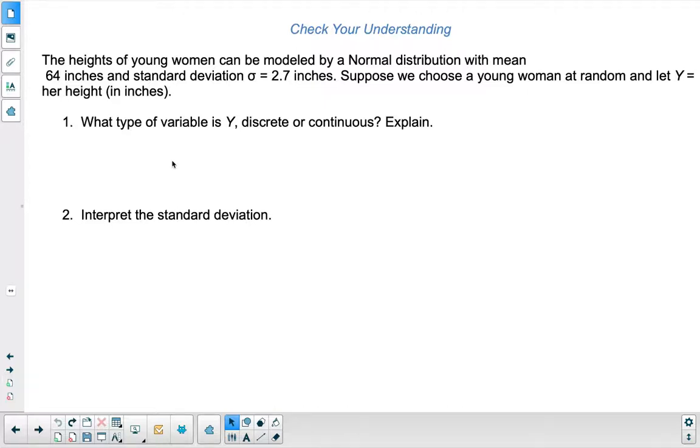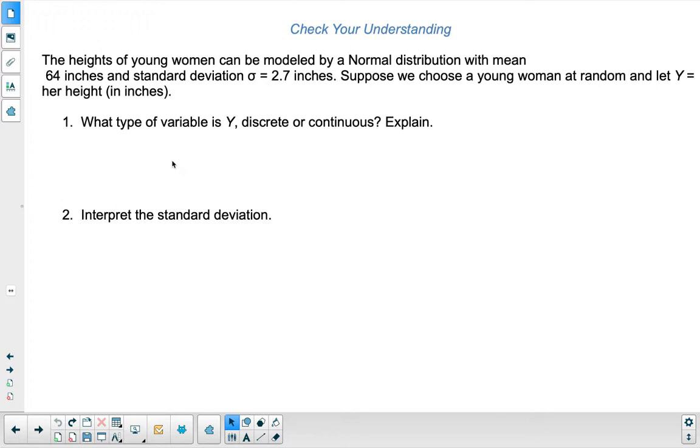Hello, in this video, we're going to go over the check your understanding from 6.1b, continuous random variables. The heights of young women can be modeled by a normal distribution with a mean of 64 inches and a standard deviation of 2.7 inches. Suppose we choose a young woman at random and let the random variable Y, notice it's capital Y, equal her height in inches. What type of variable is Y, discrete or continuous?